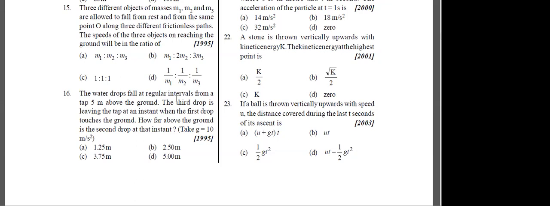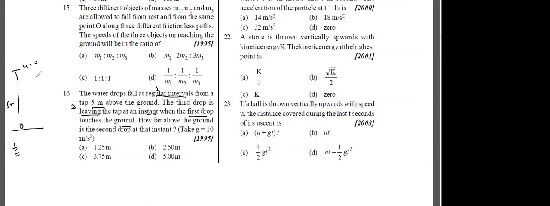So I guess all of you went through the problem. The water drops fall at a regular interval. That's the first information, regular interval. From a tap 5 meters above the ground, this is the second information. The third drop is leaving the tap at the instant when the first drop touches the ground. So the first drop touches the ground in time T, and this is at 5 meters.